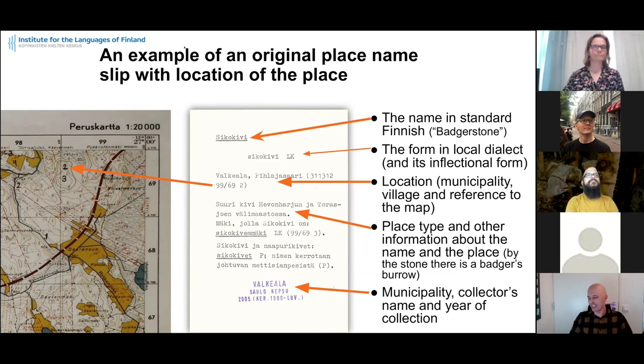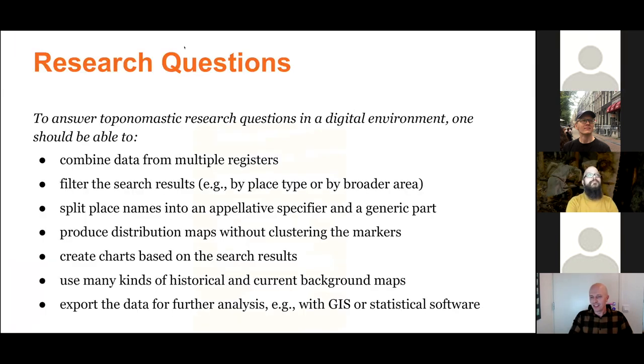Okay, thank you, Helena, for the introduction. So, when we started the Name Sampo project, we had this great resource of place names, and then we had nice discussions with the onomastic researchers on how you want to do this toponomastic research in a digital environment. The usual thing is that the data is not available in a single register. You have to be able to combine data. Then you have to be able to do filtering. Well, faceted search or semantic faceted search is a great solution for that.